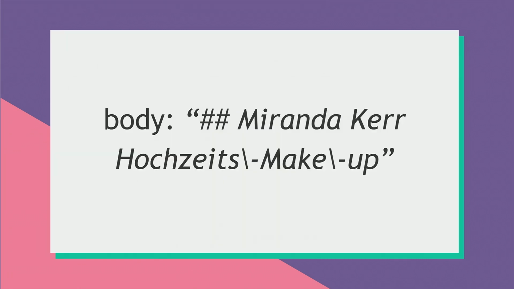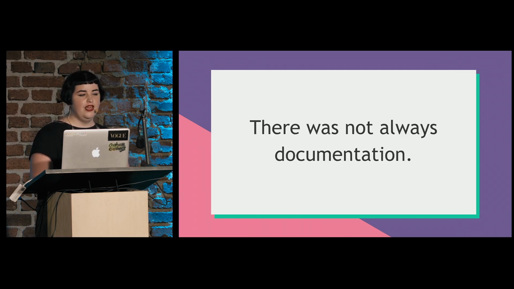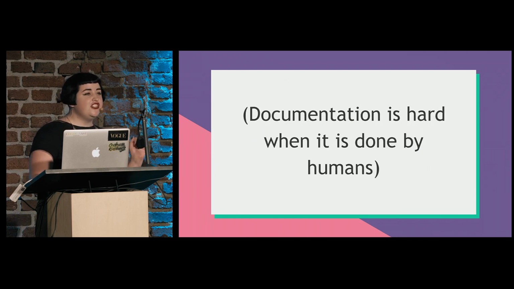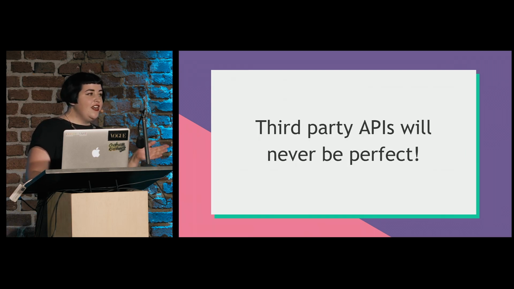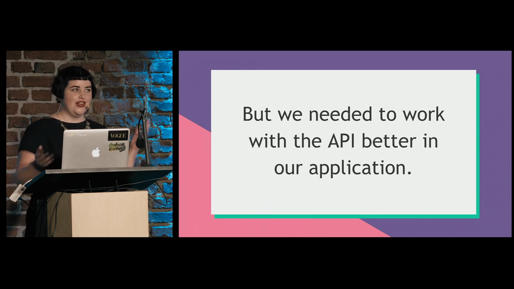Once again, outrageous. The body of an article would come back to us in Markdown, which I'm sure is very convenient for the content management system. But for us, it was quite inconvenient because we had to convert Markdown to something that we could render on the page. So there was a lot of additional effort that we were doing. There's also not always documentation, common API problem. Documentation is hard when it's done by humans, as we've heard. And third-party APIs will never be perfect. But we needed to work with the API in a better way inside our application to minimize the impact and the stress that it was causing us.